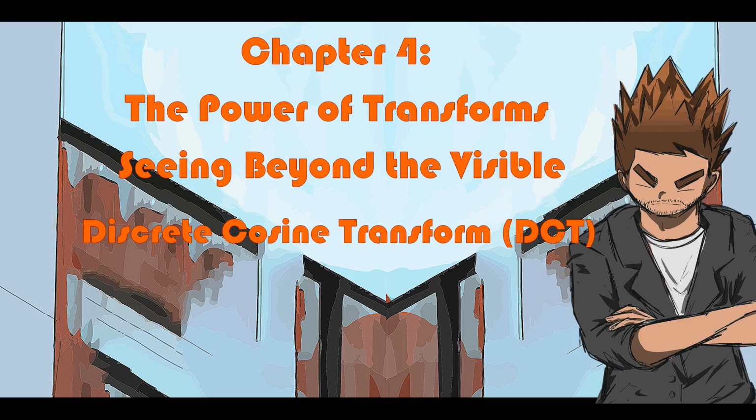Ever wondered how a JPEG image file is so much smaller than a RAW file? That's because of DCT. It breaks an image into frequency components, removes high-frequency details that the human eye doesn't notice much, and reconstructs the image with fewer details, saving space.